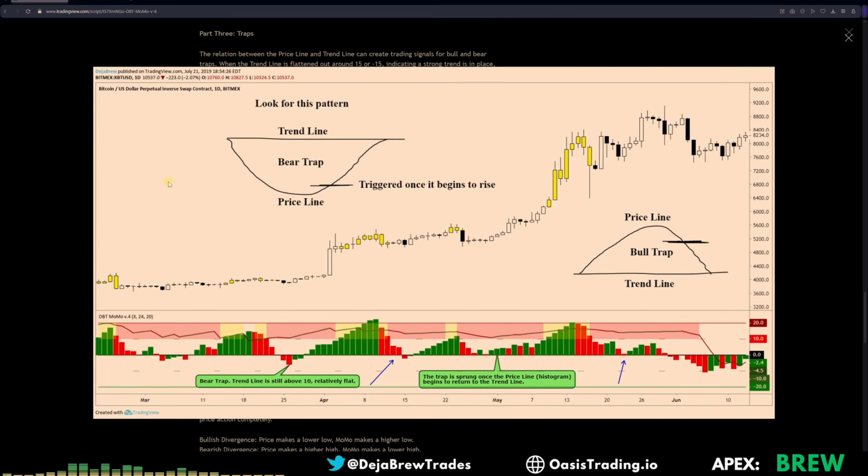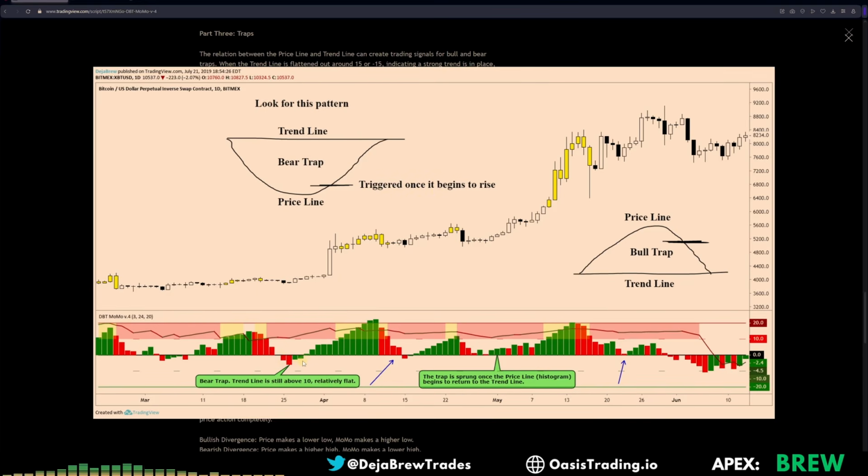All right. Now, speaking of traps, you have that same trapping pattern on the Momo indicator. So when you have the trend line relatively flat, like we talked about, either in that 15 area or -15 area, but then you have the price line, aka the histogram here. When you have that price line cupping, it is a bear trap. The sellers, the bears, are being trapped. It is triggered once it begins to rise again.